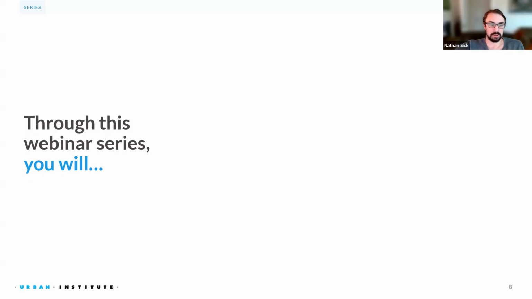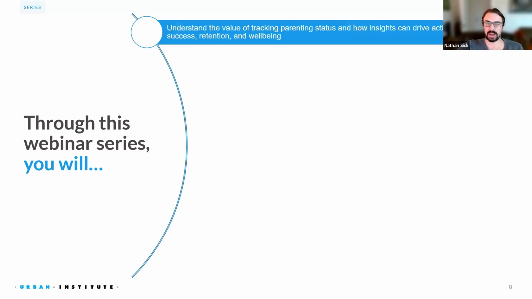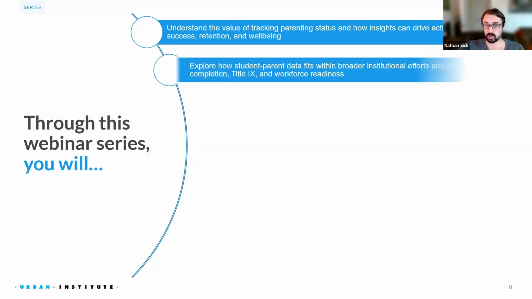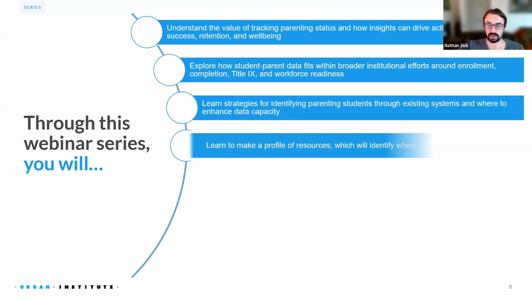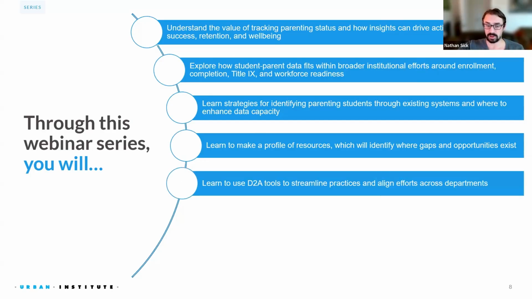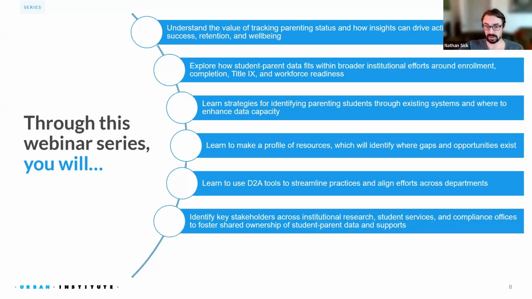Of course, you will be able to access that registration link many ways. Through this webinar series, you'll understand the value of tracking parenting student status and how insights can drive action to support student success. Explore how student parent data fits within broader institutional efforts around enrollment, completion, Title IX, and workforce readiness. Learn strategies for identifying parenting students through existing systems and where to enhance data capacity. Learn to make a profile of resources, which will identify where gaps and opportunities exist. Learn to use data to action style tools. That's the projects that we run, data to action, to streamline practices and align efforts across departments, breaking down silos.